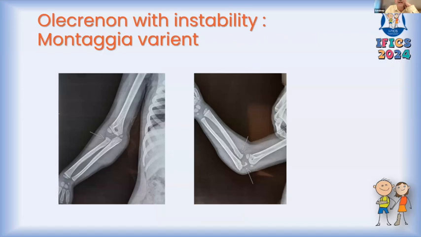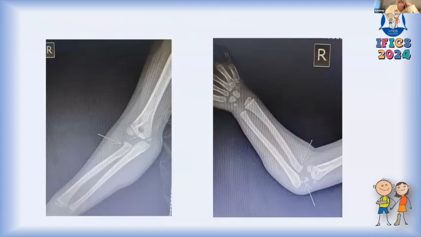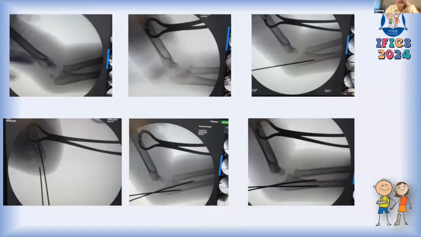The third variant of elbow instability is a Monteggia variant, where you have a radial neck fracture and a very proximal ulnar or an olecranon fracture, as you can see here. And this kind of an injury again can be tricky because it is missed. Again, an open reduction is not mandatory each and every time, and you can definitely do a closed reduction, as you can see here, by longitudinal traction under anesthesia.